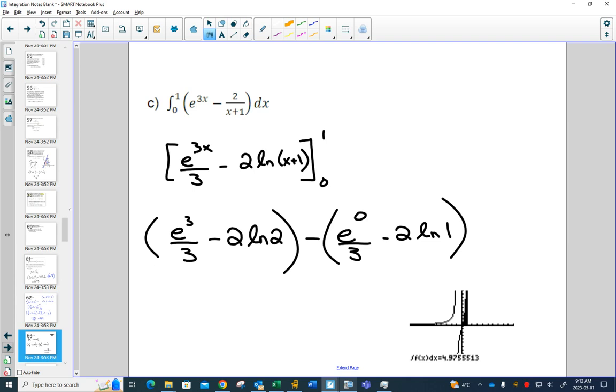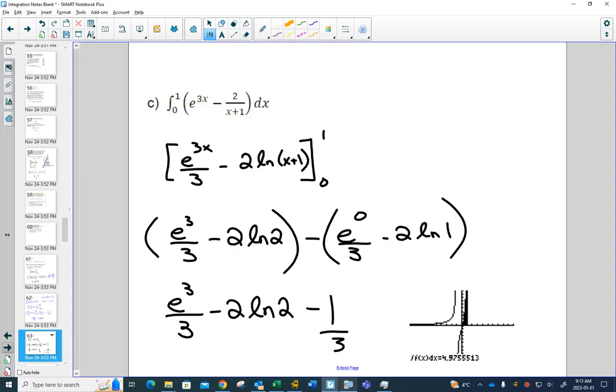Now, as an exact answer, the best you could do: this part you couldn't evaluate in your head, and this part you couldn't evaluate in your head. But the right-hand side you can evaluate in your head. The right-hand side is just 1. E to the 0, anything to the 0 is 1. So this will be 1/3.